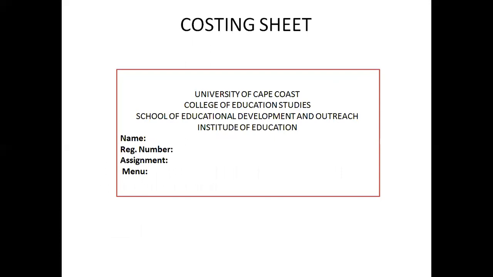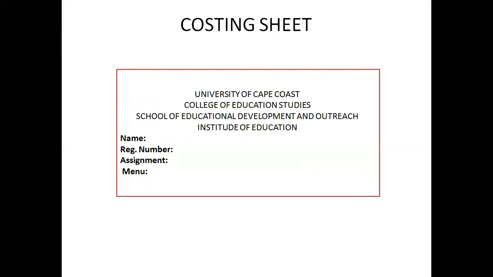Now let's come back to the major topic of the day, as in costing sheets. With your costing sheet, there are basic things to look out for. On the first page, it talks about your name, your registration number, the assignment, that is the question that you've been asked, and the menu, that is the answer, the menu you've chosen for that particular person. So as you can see boldly on the screen, or even in your handouts, this image is there. You can refer to it there.